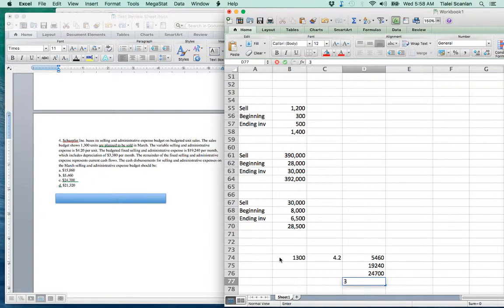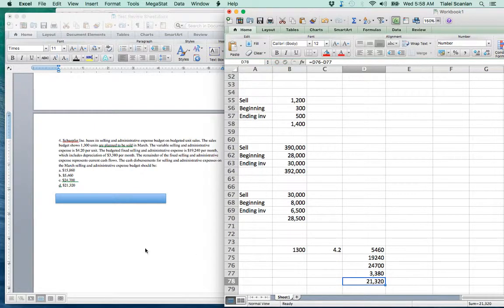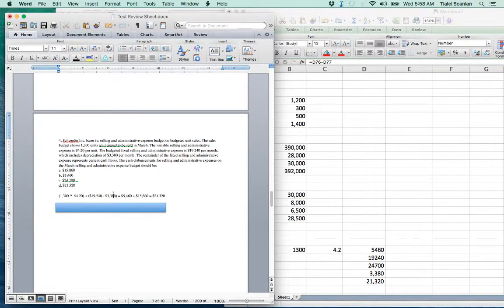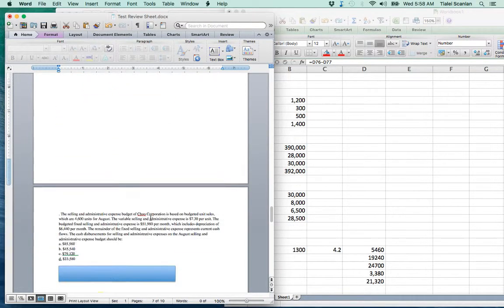So we need to take that 3,380 out. So take out that depreciation. So the cash disbursement, since depreciation is non-cash, we are looking at $21,320. So we did our variable component and then we did our fixed component here, but take out the non-cash element to get our amount.